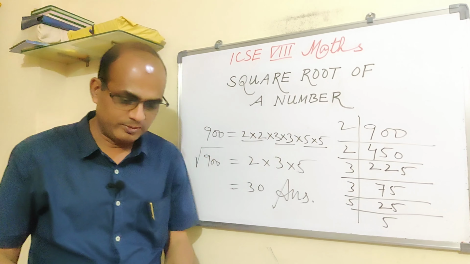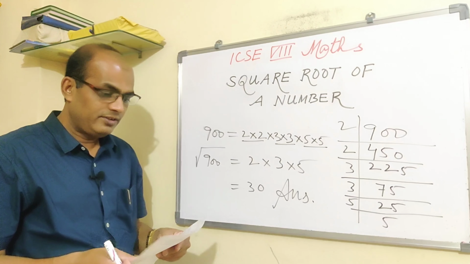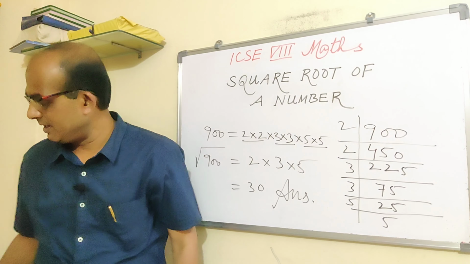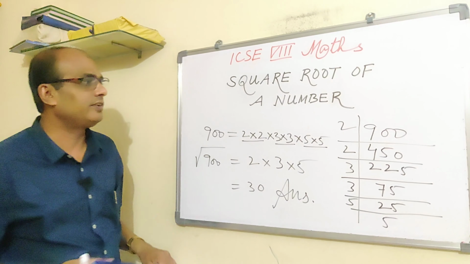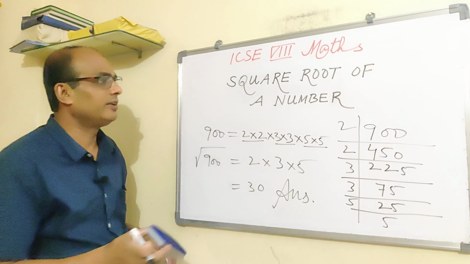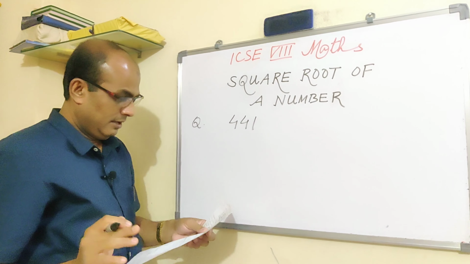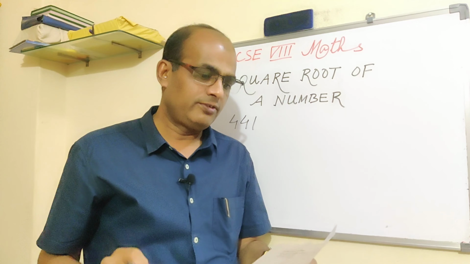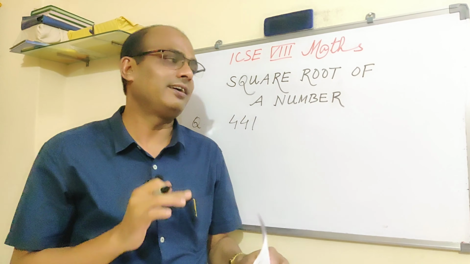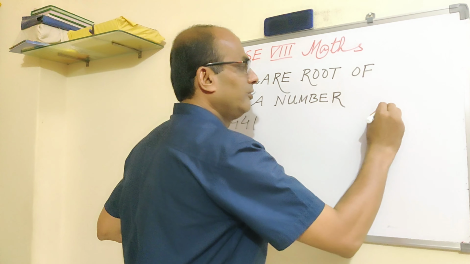Alright, so let's do one more question. Find the square root of 441 by prime factorization method. Next question, write down, find the square root of 441 by prime factorization method. Okay, so let's do 441.